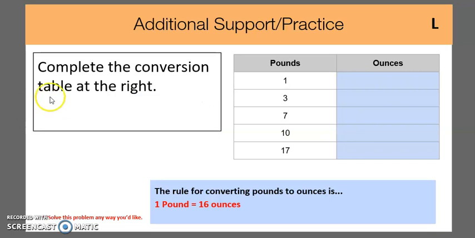Here, complete the conversion table at the right. We're given pounds: 1 pound, 3 pounds, 7 pounds, 10 pounds, and 17 pounds. We want to convert it to ounces. Just for your reference, we know that 1 pound equals 16 ounces. So try your best and complete this section of the ounces. On the next slide, we'll compare your answers with the ones that I provided.